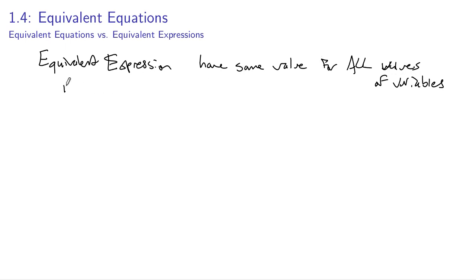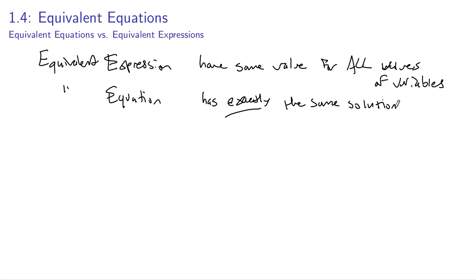An equivalent equation has, so each equation has exactly, every time you see exactly in math, it's important, exactly the same solutions. Which also means it has exactly the same number of solutions, which we saw in the example earlier where we had 2 solutions for one equation and 1 for the other.